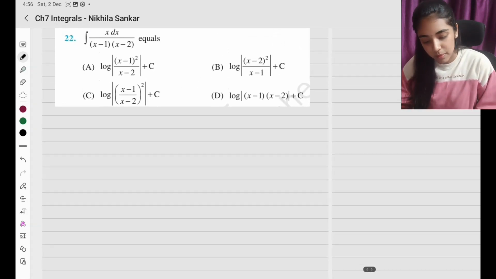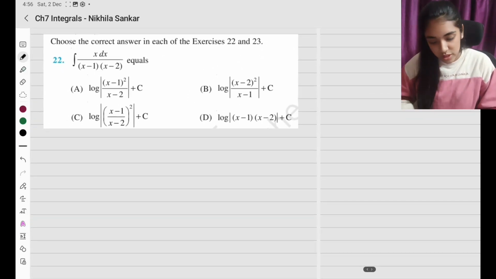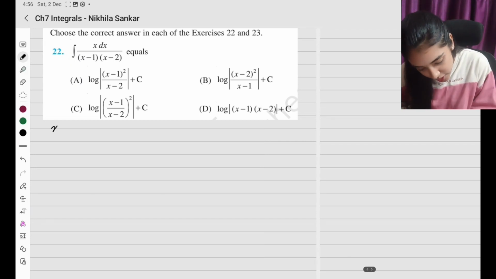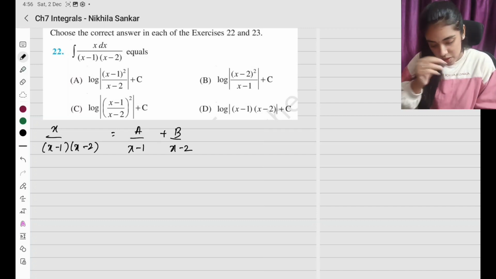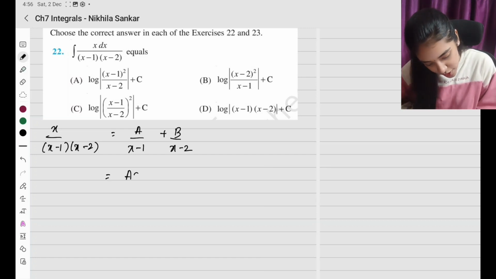Question number 22. Partial fractions. You guys know this, it's very easy. So I'm going to split. So x by x minus 1, x minus 2 is a divided by x minus 1 plus b divided by x minus 2. And I take the LCM, I have a times x minus 2, so ax minus 2a plus b times x minus 1, so bx minus b equals x.